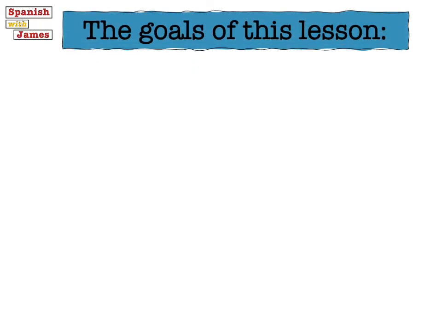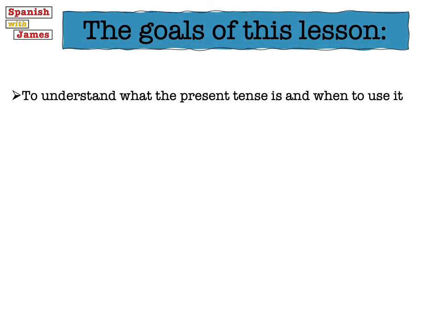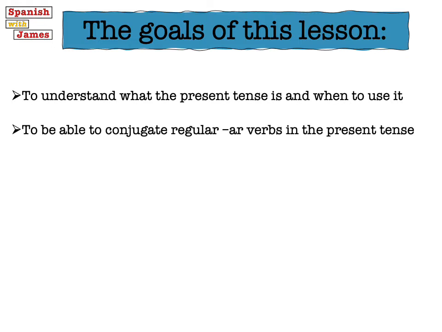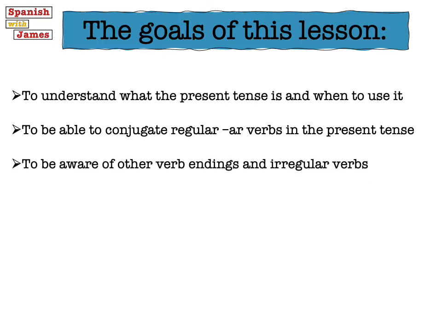Los retos de esta clase son to understand what the present tense is and when to use it, to be able to conjugate regular AR verbs in the present tense. So to conjugate means to form the verbs so that they tell us who's doing the action and when they're doing it. And lastly, to be aware of other verb endings and irregular verbs.